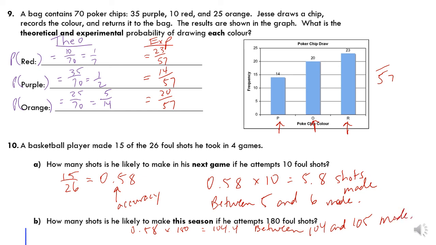Now, even though I didn't ask it here, is this guaranteed? No, he could practice and get better, improve his accuracy. We're also assuming that how he was the past 4 games is how he's going to be for the rest of the season, which we know nothing in life is guaranteed. We're just trying to make predictions. That's what probability is all about, making predictions.